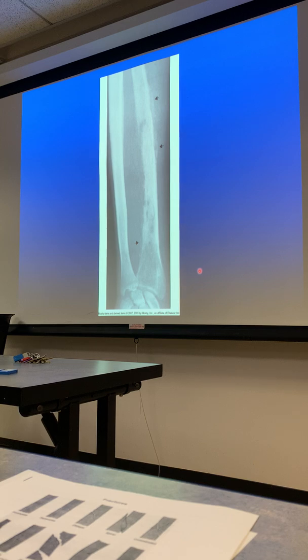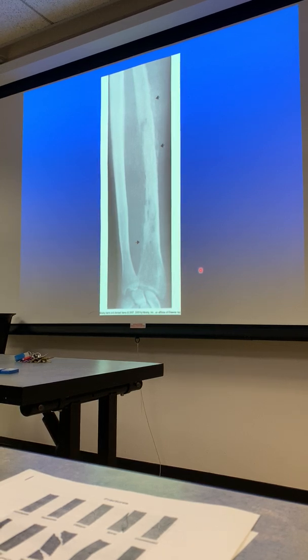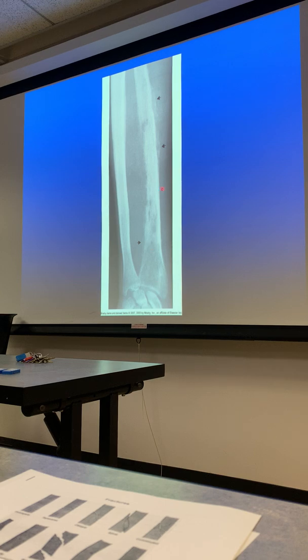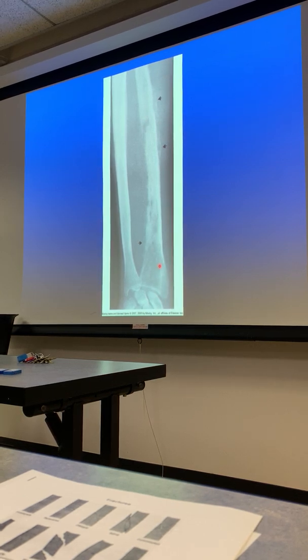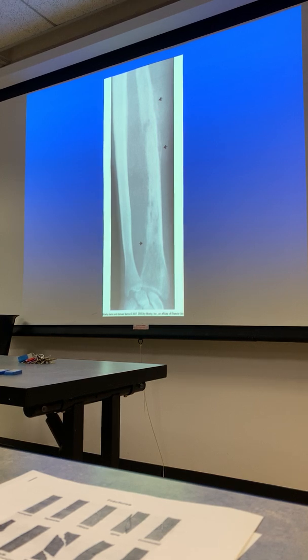Okay, the next one, I didn't have a slide on bursitis, Bacterial Osteomyelitis. You can see the destruction here, all this down here. So this is osteomyelitis. I call it the moth-eaten appearance.